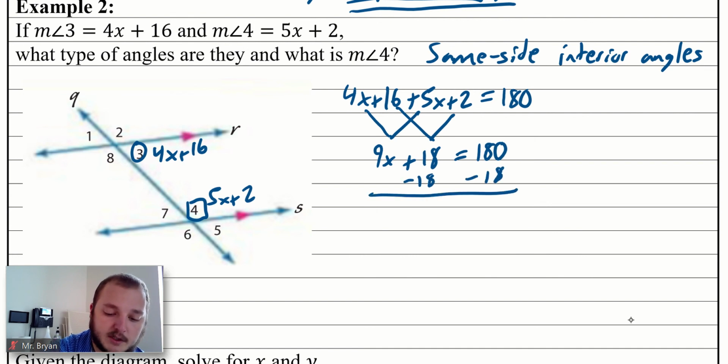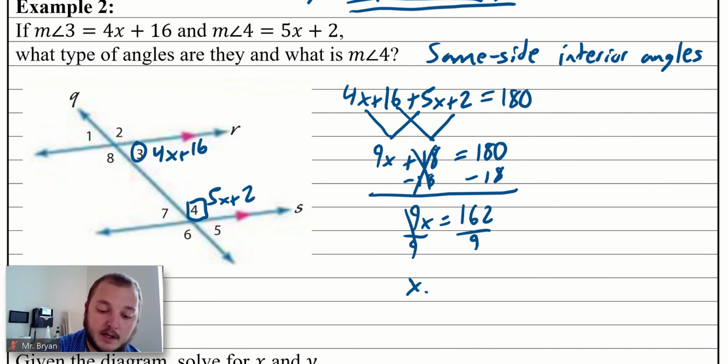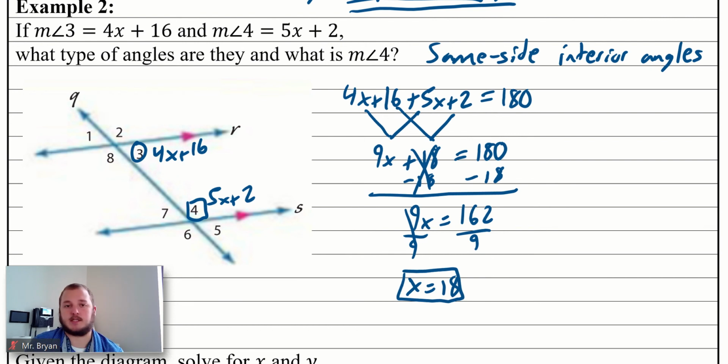If you want to challenge yourself, you can try to do this in your head. We have 9x equals 180 minus 18. That's going to be 162. And then last step here, I want to divide both sides by 9. Again, if you want to challenge yourself, you can try to do this in your head. If you can't do it, I'm not worried about that at all. But if you type this into a calculator, either way, 162 divided by 9 should give you 18. So x equals 18 here.